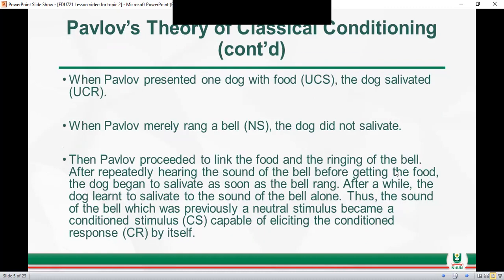So Pavlov's theory, we are still talking about Pavlov. How did he come about this? How did he conceptualize this theory? He presented Pavlov as a psychologist, a researcher, and I'm trying to explain what motivated him to carry out this study.